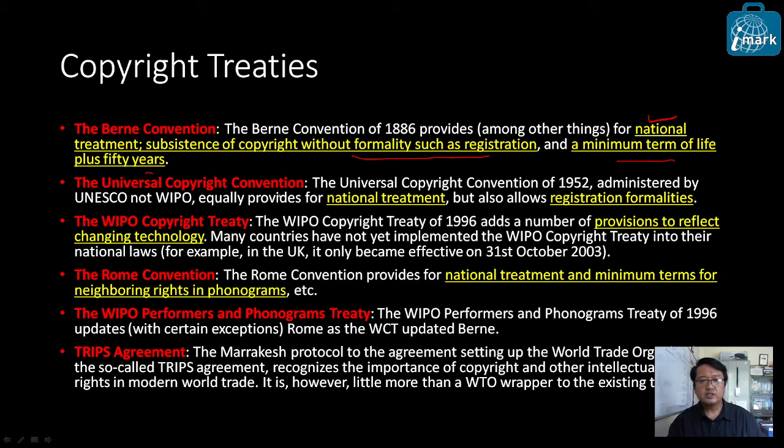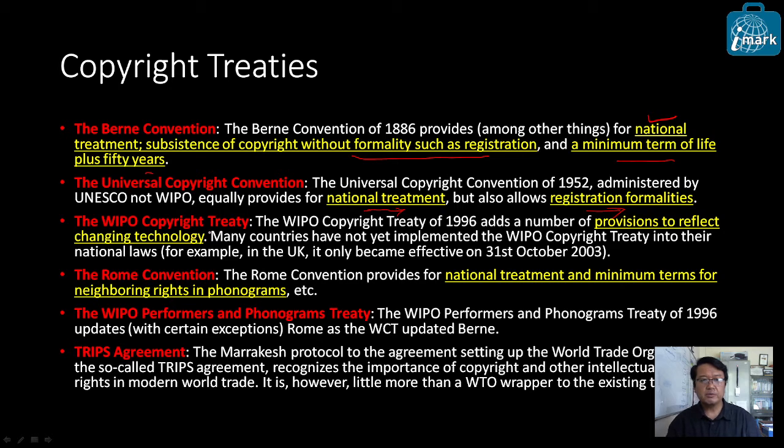Now, the Universal Copyright Convention of 1952 is another important event administered by UNESCO. This again affirms national treatment and also allows registration formalities. So in the Berne Convention, there was no formal registration, but in this 1952 convention, it allows registration formalities, so nations may insist that registration should be done before the copyright can be applicable.